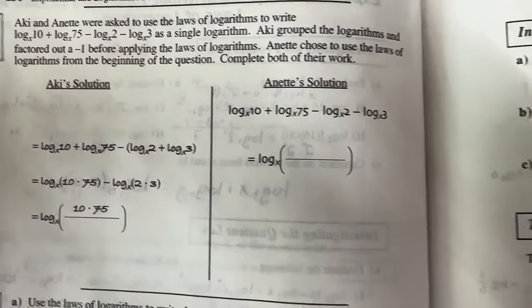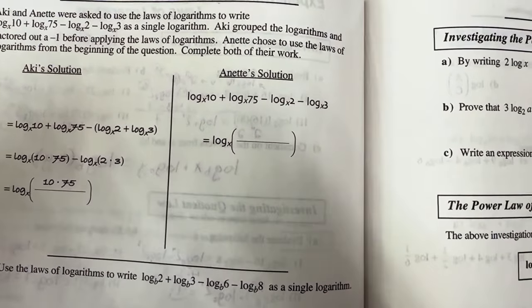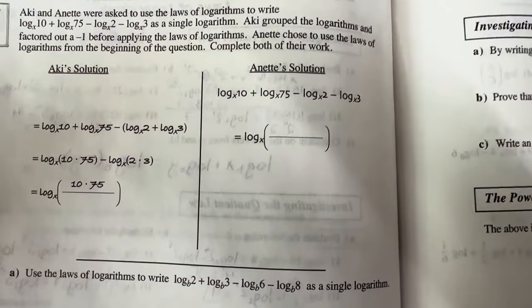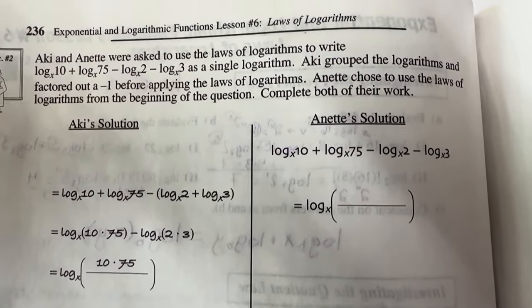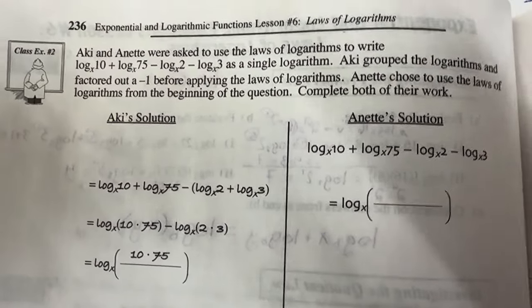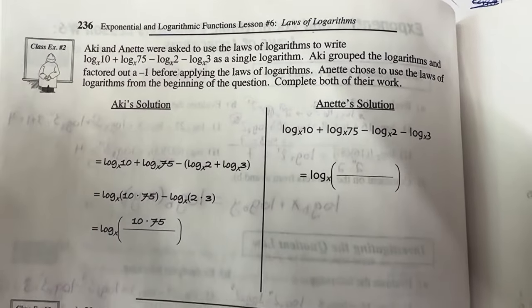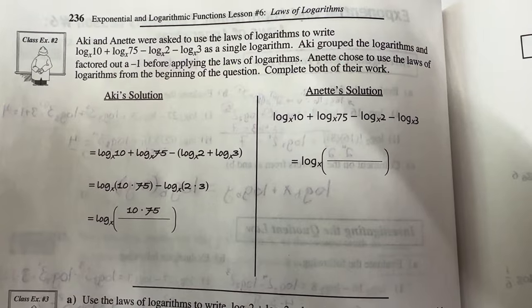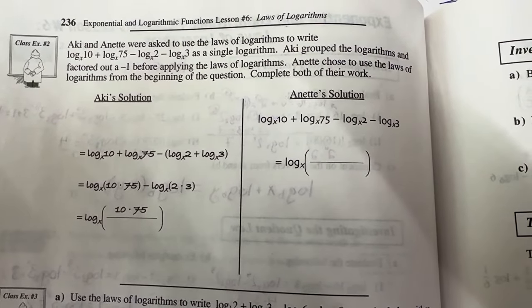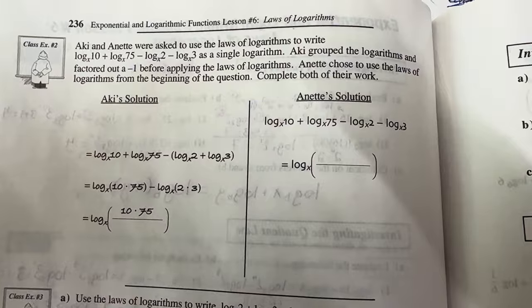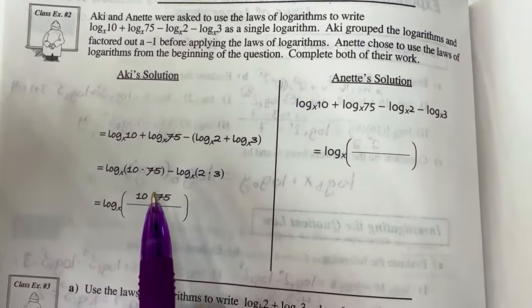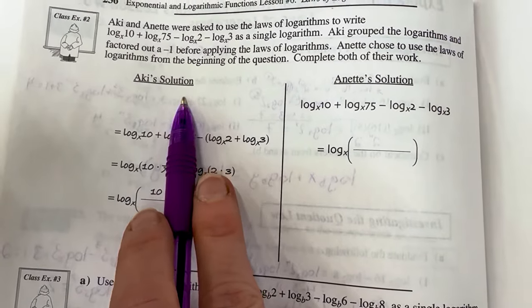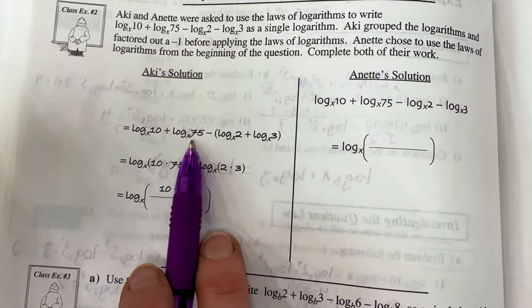All right, Aki and Annette were asked to use the laws of logarithms to write that whole log expression as a single logarithm. This is like a classic example of what you would need to do. Aki grouped the logarithms and factored out a -1 before applying the laws of logs. Annette chose to use the laws of logs from the beginning of the question. Complete their work. Okay, so it's weird that he started down here, but oh well.